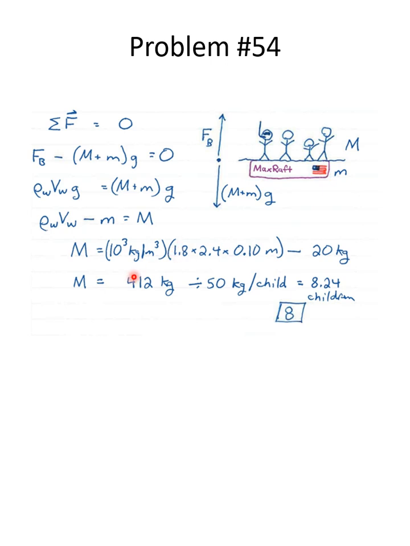And now let's plug in all the values. Density of the water is 1,000 times 1.8 meters times 2.4 meters times 0.1 meter. That is the volume of the raft, and it's also the volume of the water displaced. So that's the function it's serving in this equation here, minus the mass of the raft, 20 kilograms. We plug that in, and we see that it can accommodate 412 kilograms worth of children. Divide that by 50 kilograms per child, and we get 8.24 children, and so it will accommodate 8 children.